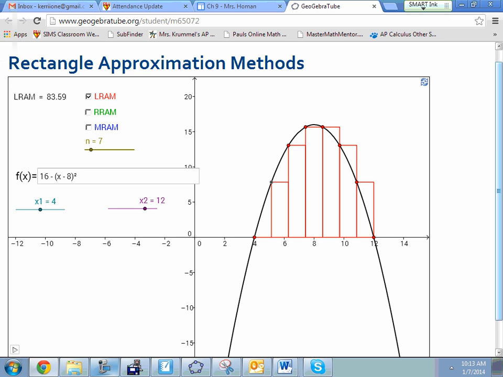Okay, so here we have an equation: 16 minus the quantity x minus 8 squared. So we're talking about a parabola. And right now I have red rectangles, 7 of them, that use the left endpoint for a rectangle.